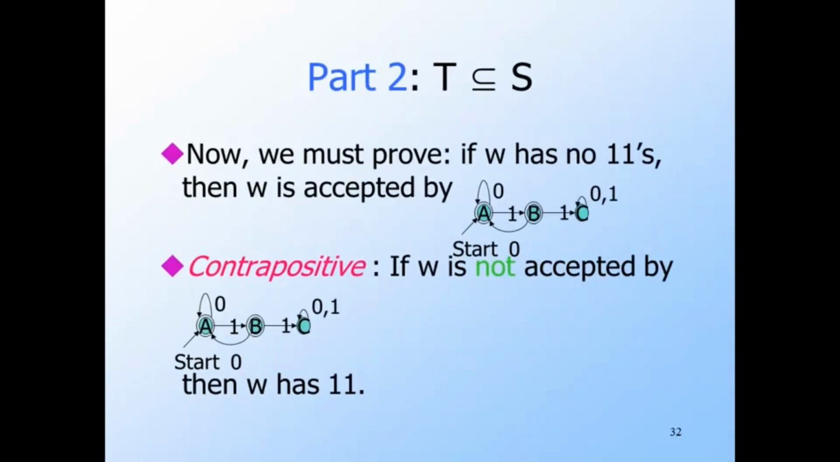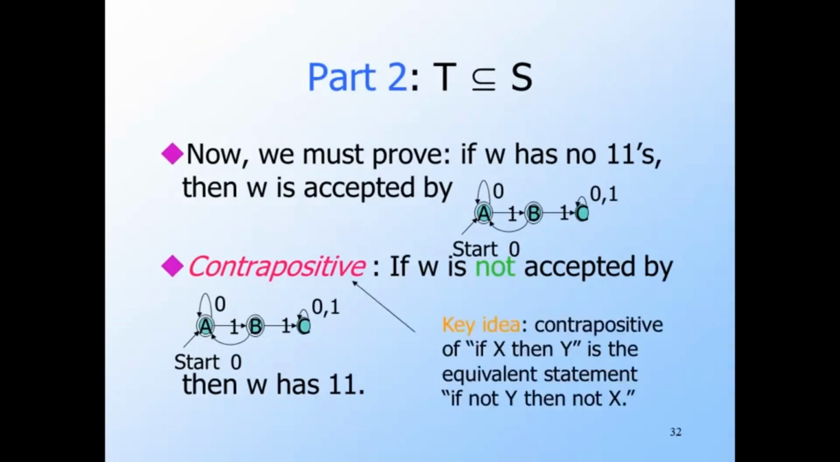That is, if S is a good string with no consecutive ones, then it is accepted by the automaton. It is helpful to restate what we need to prove in its contrapositive form, which is logically equivalent to the original. The contrapositive of an if-then statement, say if X then Y, is if not Y then not X. We can see why this is an equivalent statement, since if Y is false, it couldn't be that X is true, because whenever X is true, Y is true.